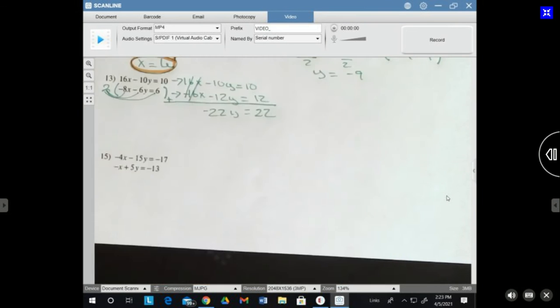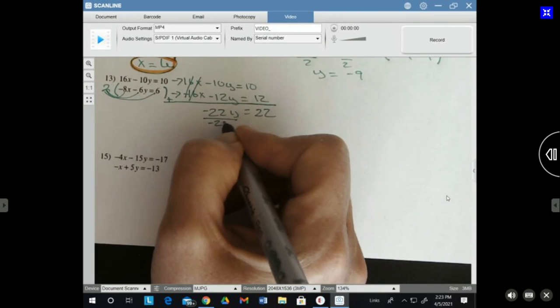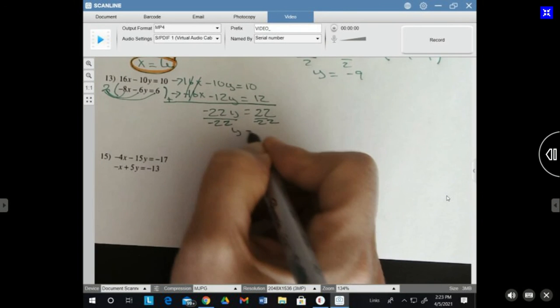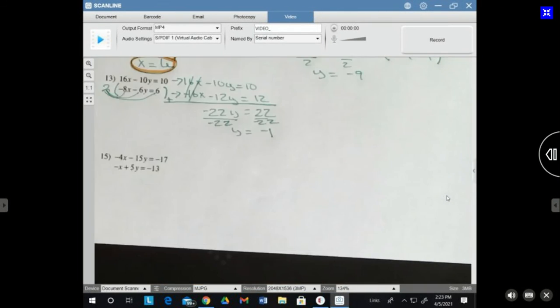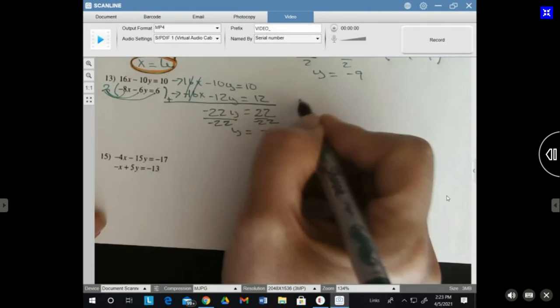Equals 22. So I'm going to divide by that negative 22. And y equals negative 1. All right, now we're at that plug-in stage.